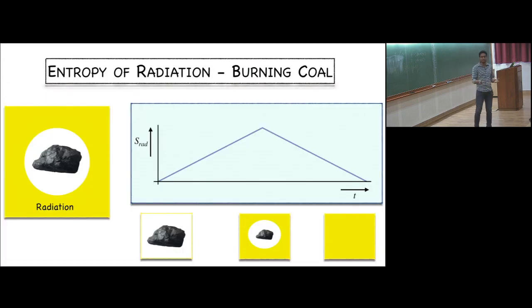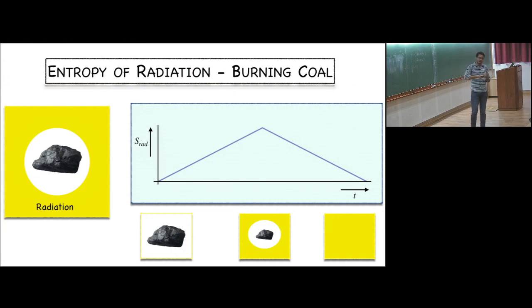Before doing that, let's do a thought experiment. We take a lump of coal and we burn it. Initially, there's no radiation. To be precise, I'll define everything apart from the coal as the radiation. So initially there's no radiation, so it's in a pure state. The von Neumann entropy of the radiation is just 0.